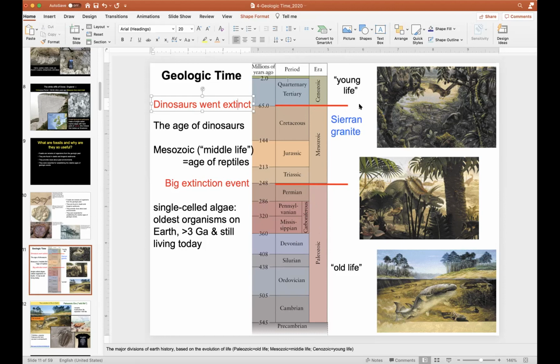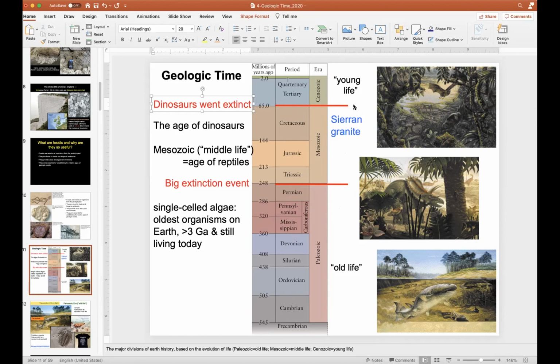Does anyone know about that? The meteorite in the Yucatan Peninsula. Awesome. Yeah. I have some pictures to show you, but yes, this is the Chicxulub meteorite.